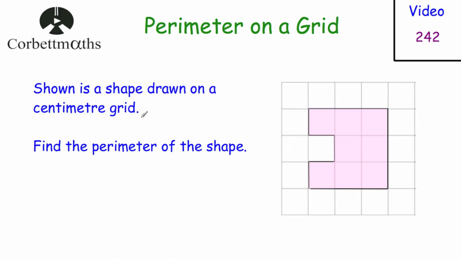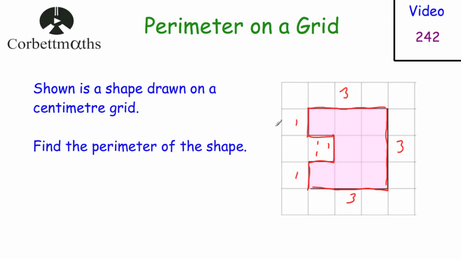So it's drawn on a centimetre grid. That means that each of the lines is 1 centimetre. So we've got 1, 2, 3 centimetres at the top there, 3 centimetres. Then another 1, 2, 3 centimetres going down. And then another 1, 2, 3 centimetres going across. And then another 1 going up. 1 going across, 1 going up, 1 going across, and 1 going up, and we're back to the starting point.